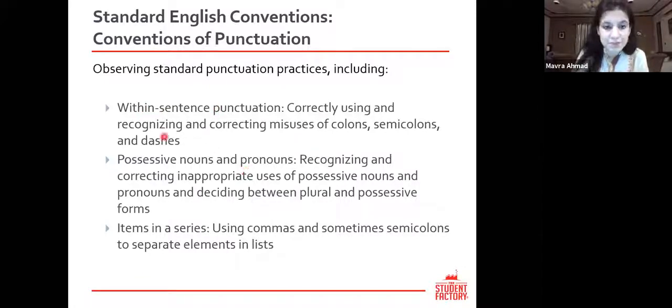So this is what we need to look for when we are doing a question based on within sentence punctuation from a passage. Next, possessive nouns and pronouns. Recognizing and correcting inappropriate uses of possessive nouns and pronouns and deciding between plural and possessive forms. Very important. We should know the difference between possessive nouns and pronouns. We will be looking at their examples in the next few minutes. Let's look at the last point. Items in a series. Using commas and sometimes semicolons to separate elements in lists. Once again, usage of commas and semicolons should be very, very clear. Let's look at some examples of the usage of these punctuation marks.